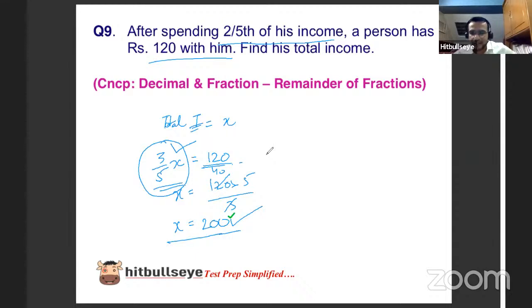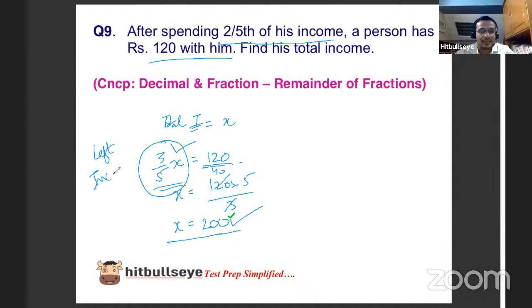Okay, Simran is saying no. Let's repeat, Simran, for you. I'll do that. So after spending 2/5 of his income, a person has rupees 120 with him. So I have assumed total income to be X. And after I spent 2/5 of the fraction, what is the fraction which is left? Now I am just writing down left income.